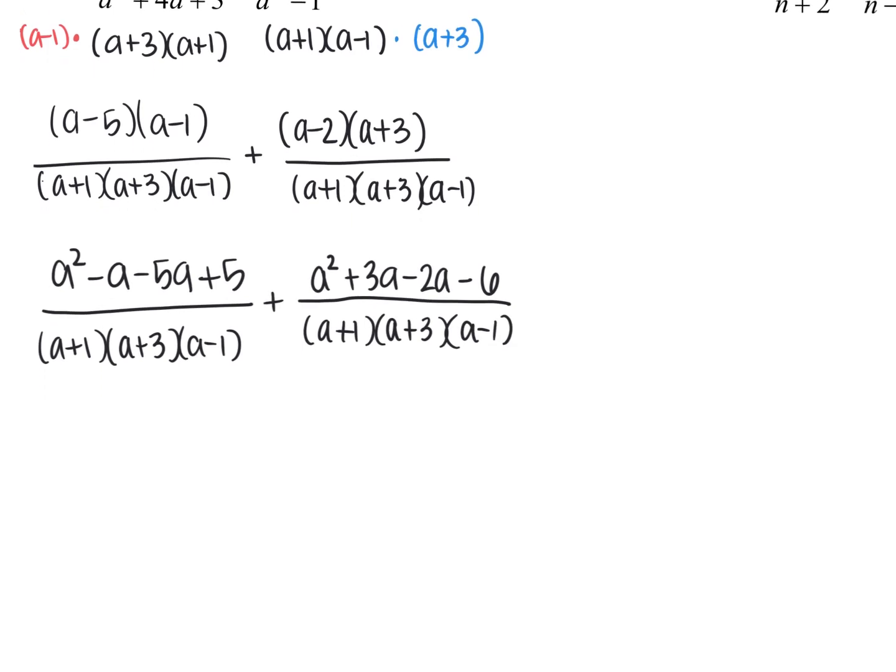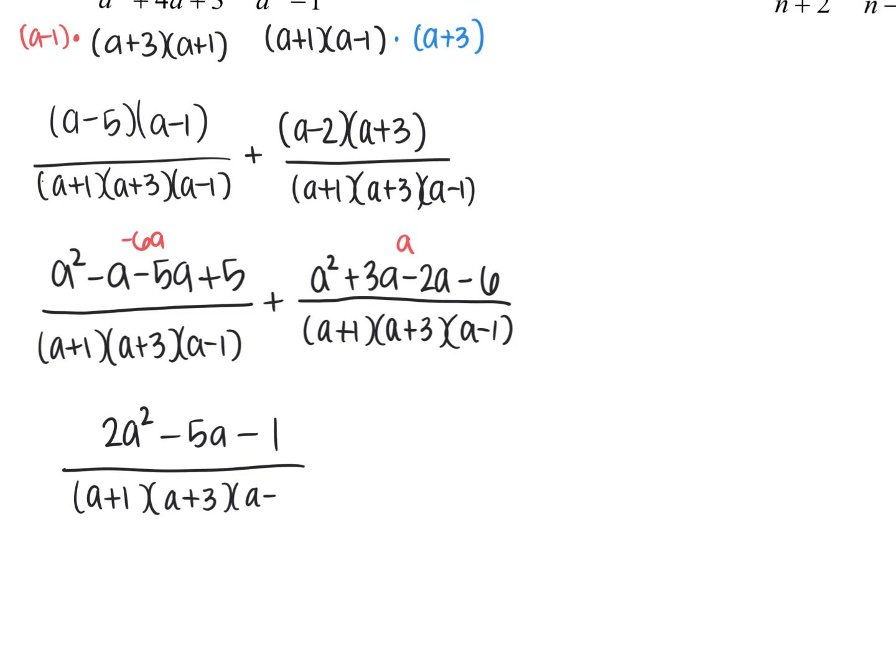Now I'm going to combine like terms. I could combine like terms in each numerator and then combine like terms all together, but that's an extra step. So I have a squared plus a squared, which is going to be 2a squared. Negative a minus 5a is going to become negative 6a. And 3a minus a is a. So I have negative 6a plus a. So it gives me minus 5a. And then 5 minus 6, which is negative 1. All over a plus 1, a plus 3, a minus 1.